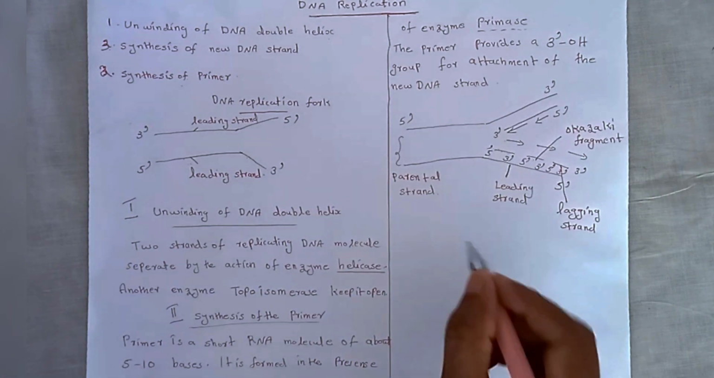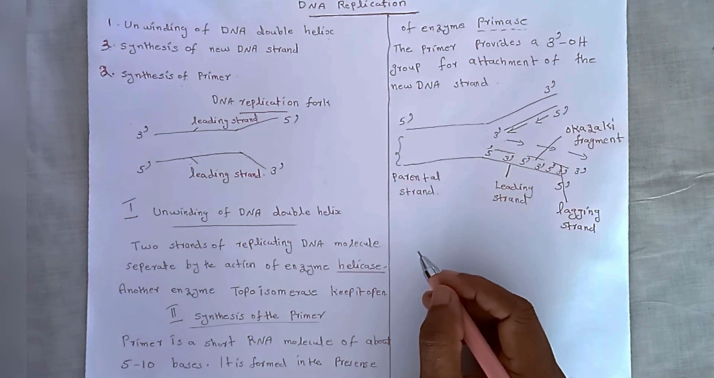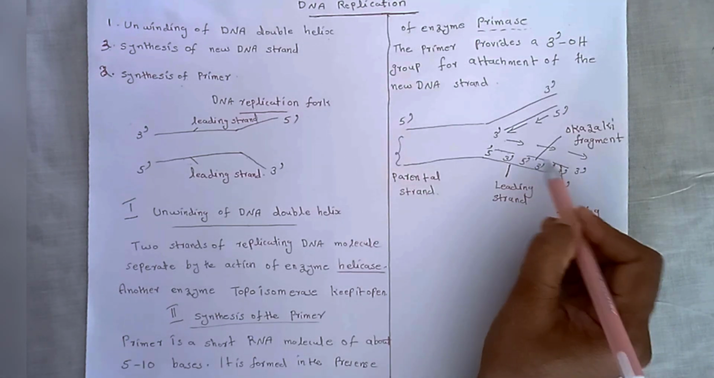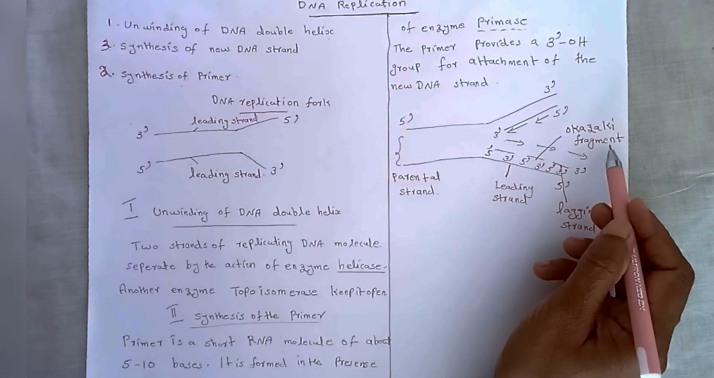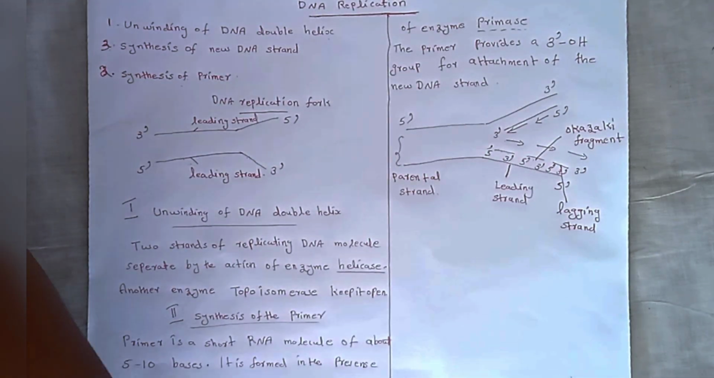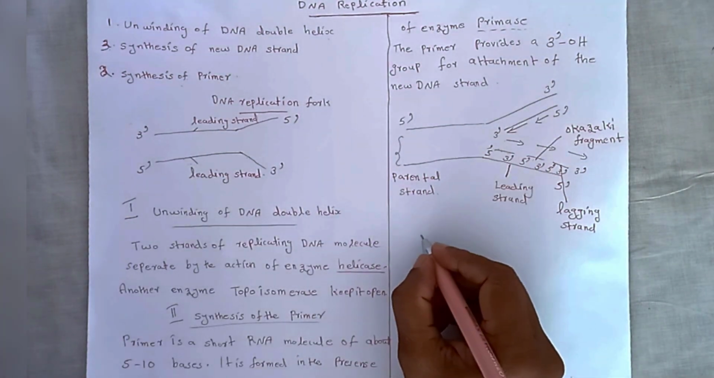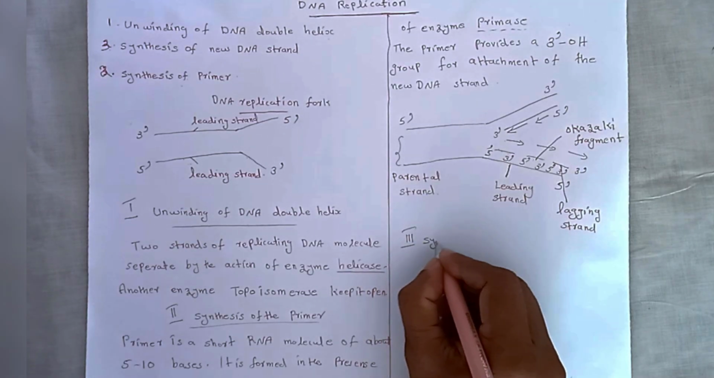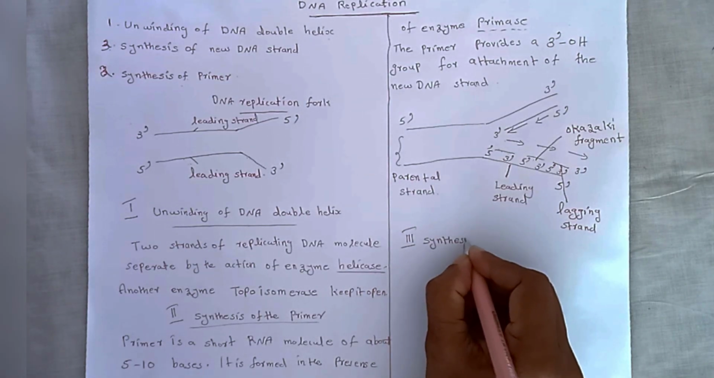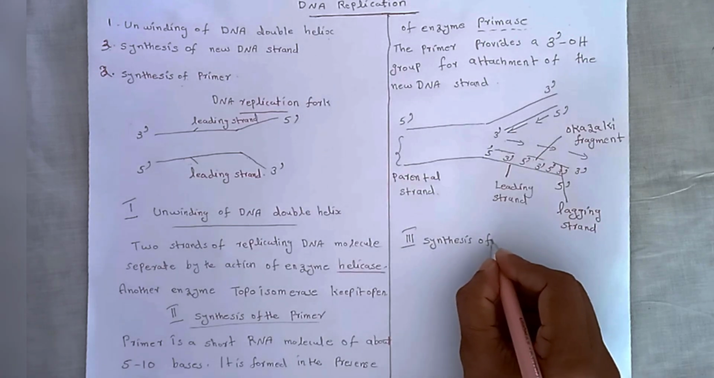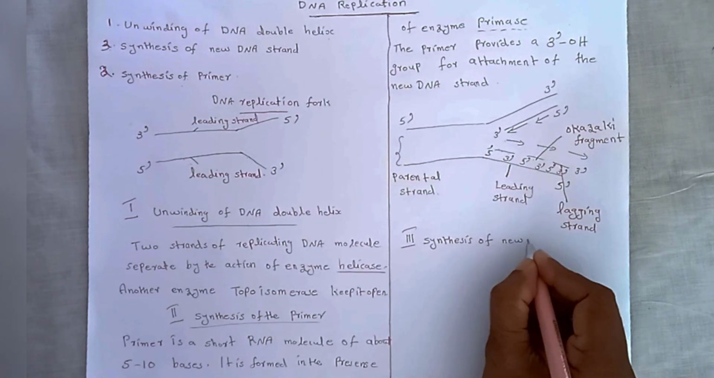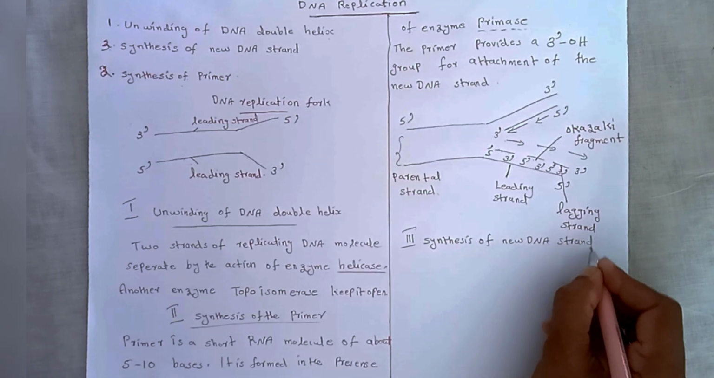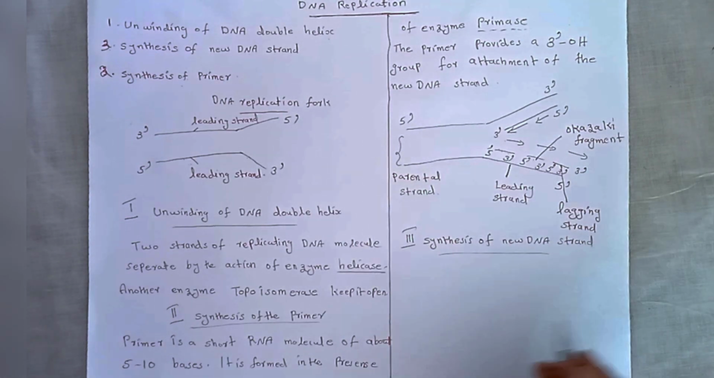Then we discuss the third step. This is the primer. The primer is now known as the Okazaki fragment. The synthesis of new DNA strand, that is the third step of replication.